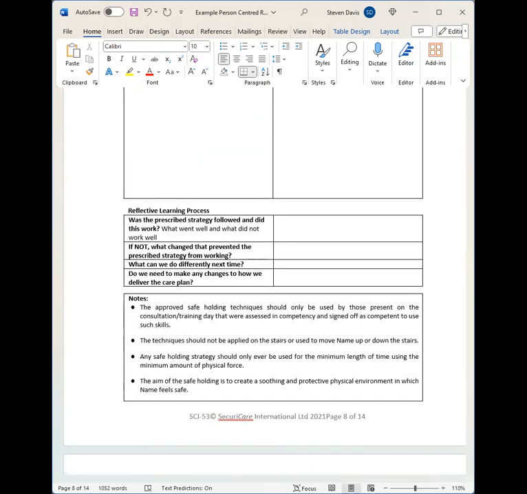Finally, we're going to go to our reflective learning processes. Reflective learning is where we come together and look at the strategy. What worked well and what didn't work so well? What worked well, can we learn from that, and can we add a bit more to make it work even better? And what didn't work, can we either remove it or adjust it? So what can we do differently next time? These plans are not designed to be fixed in stone. They are designed to be a reflective, ongoing tool to help you manage the technique safely.